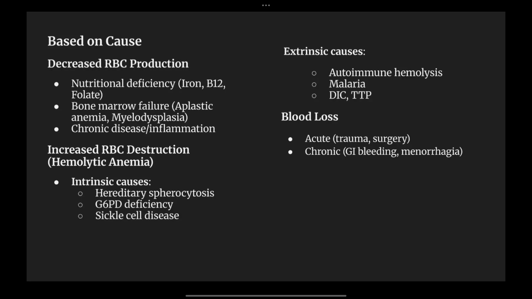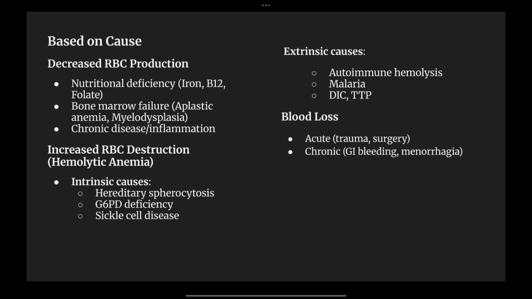Now extrinsic causes could be autoimmune hemolysis. Sometimes the immune system might react badly to our own cells, causing the hemolysis of the cells. So that is what autoimmune hemolysis is. The second one is malaria, due to the transfer of malaria from one person to another by the mosquitoes. Malaria can also lead to anemia.